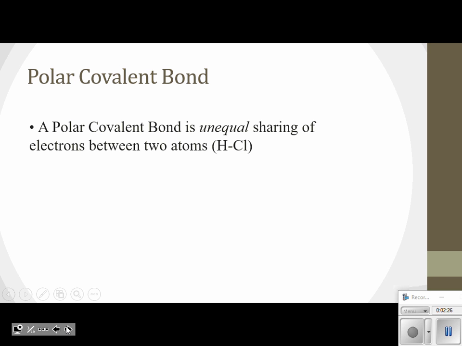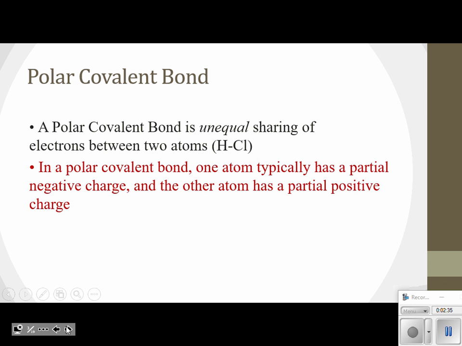Let's look at a hydrogen chlorine polar bond. Okay? The unequal sharing of the electrons. We talk about this in covalent because, once again, the electrons are being shared. So in a covalent bond, we talk about partial charges.